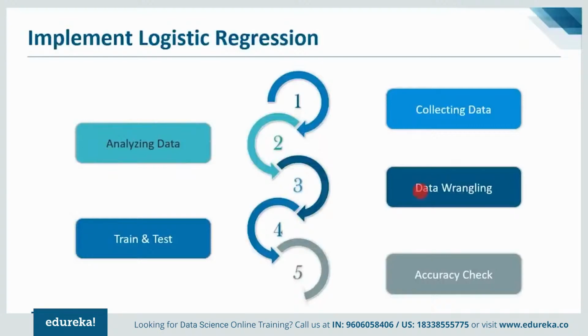Then my third step is to wrangle your data. Now data wrangling basically means cleaning your data. So over here you can simply remove the unnecessary items, or if you have null values in the data set, you can just clear that data and then you can take it forward.